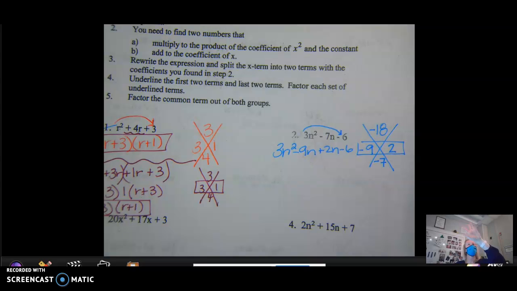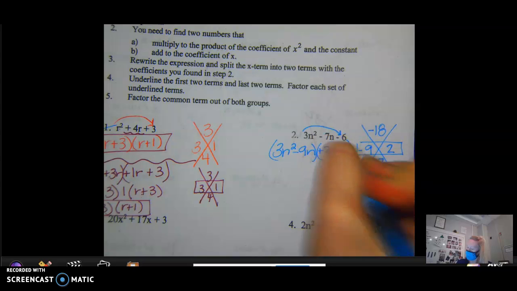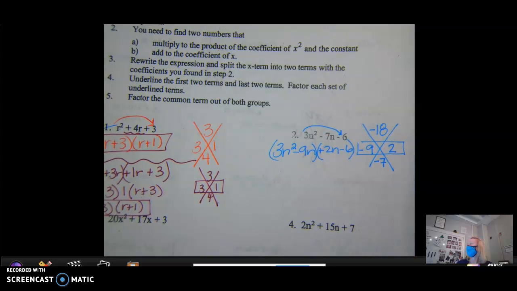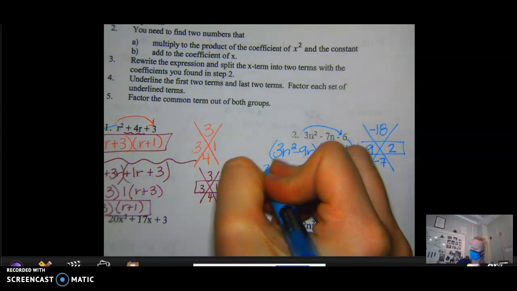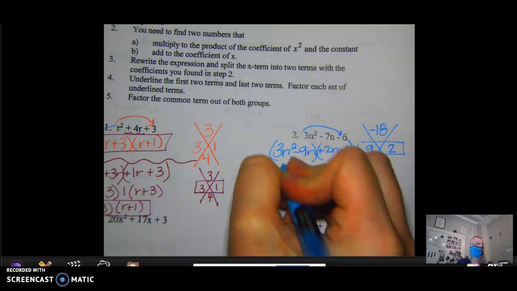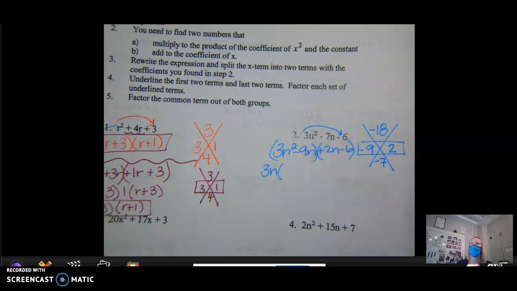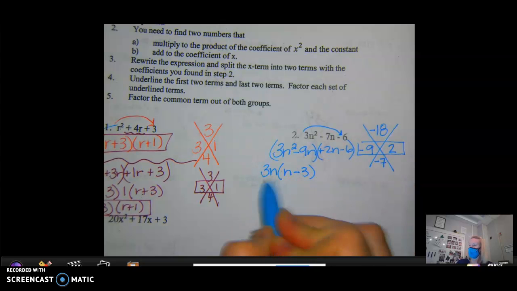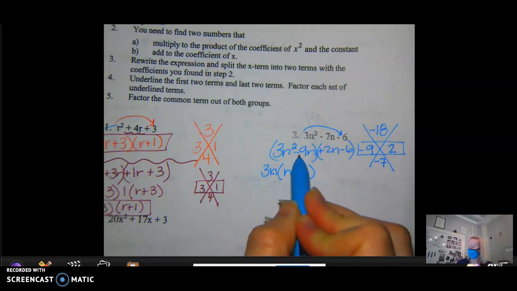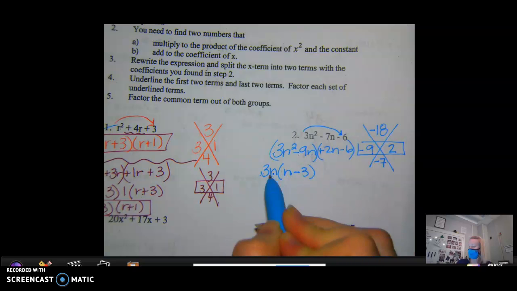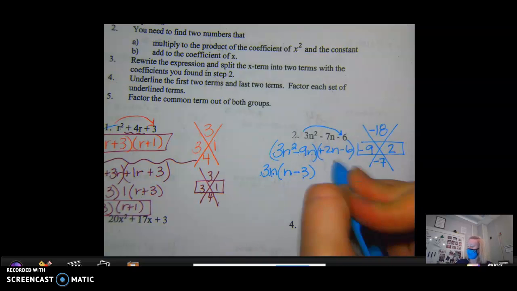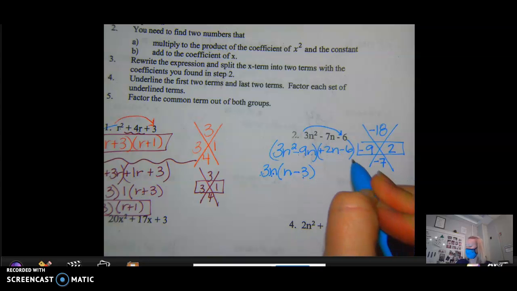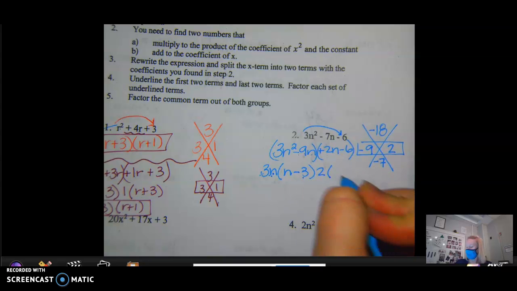4 terms. What do we do at the beginning of this unit? Yeah, group them. Group, group, group, group. GCF. What's the biggest thing that goes in the first grouping? 3n. Awesome. What do I have left? N minus 3. 3n squared divided by 3n gives me just n. Negative 9n divided by 3n takes out the n. 9 divided by 3 is 3. 2n minus 6, what's my GCF? What am I left with?